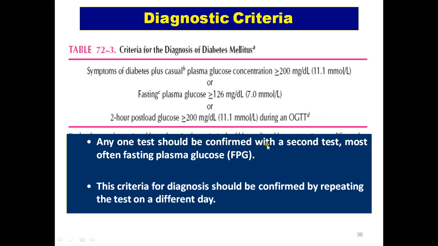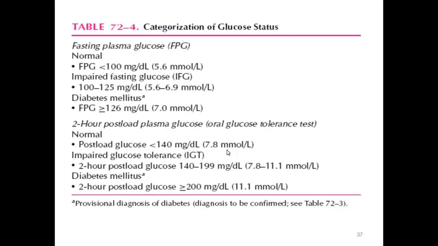Any one test should be confirmed with the second test, most often a fasting plasma glucose test. This criteria for diagnosis should be confirmed by repeating the test on a different day. So 2 tests should be done, and then it should be repeated on some other day as well to confirm the diagnosis. Any of these 3 can be used, and the second test which should be done should be preferably a fasting plasma glucose test.